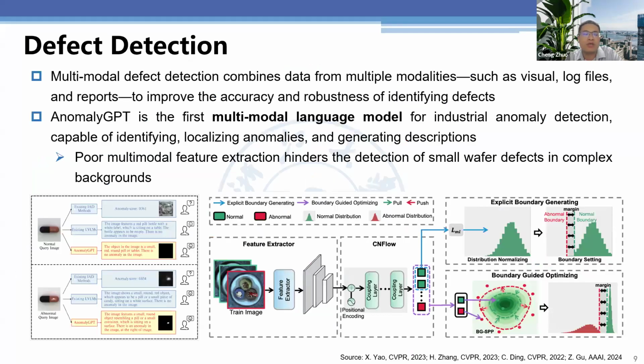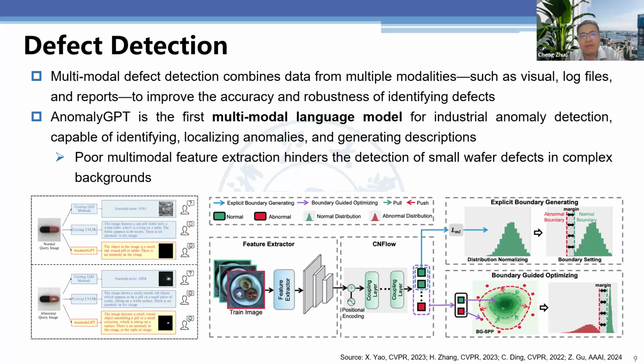Recently, there are a few works that are looking at multimodal defect detection. They want to identify and analyze the flaws or irregularities in the products or materials to ensure quality and reliability. Usually, the modality is between the visual and log files and reports. The very first one is called AnomalyGPT, which is the first multimodal language model for industrial anomaly detection.